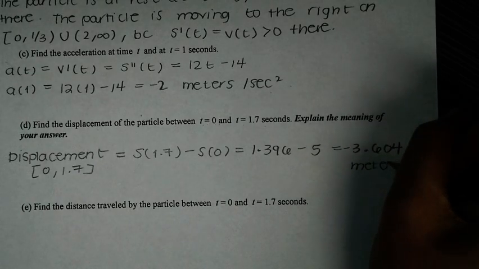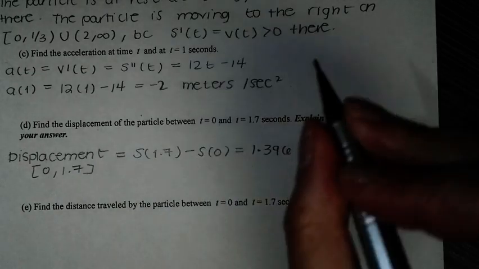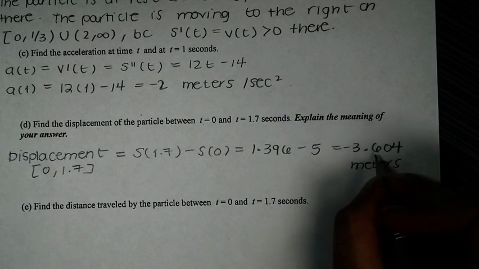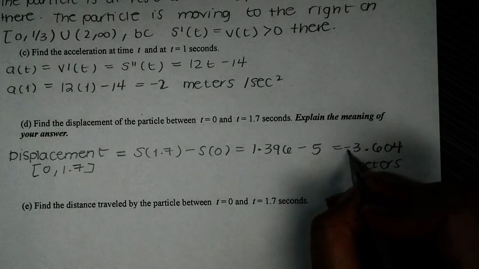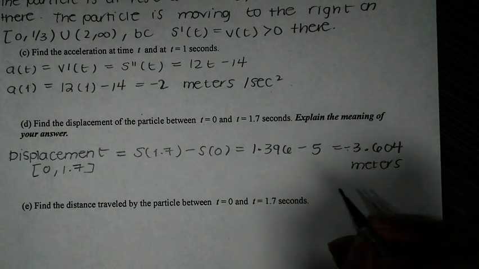You're going to ask how in the world this is negative. Well, I don't want the negative as a distance, but I want the negative knowing where my particle is, and the negative is telling me that the particle is on the left side of where I started.